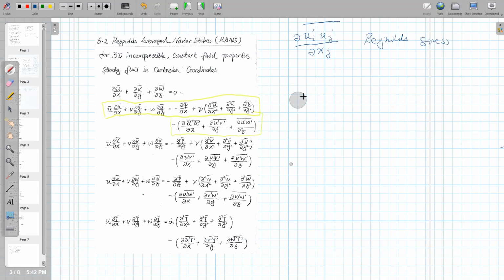And these are the additional terms in the Reynolds-averaged Navier-Stokes equation compared with the instantaneous equation. If this term is very small, maybe we can neglect it, but in many cases, in turbulent flows, it can be dominant.